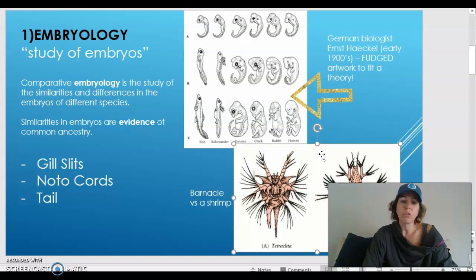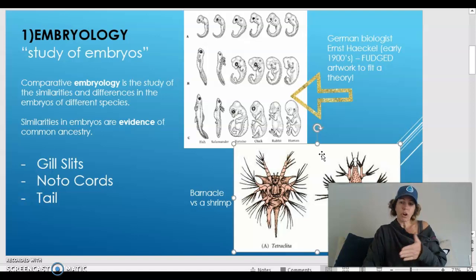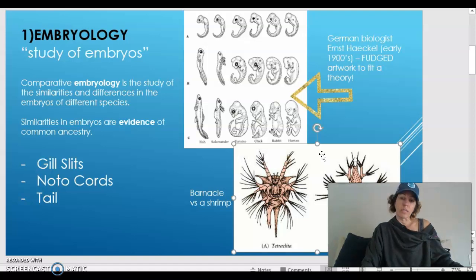Regardless though, we do find in various animals, whether you are a fish, a human, a dog, or even a frog, that we all are born with, or start with in the embryonic period, gill slits, which are on the side, the notochord, which is part of your spinal cord, and then we all actually start with a tail.